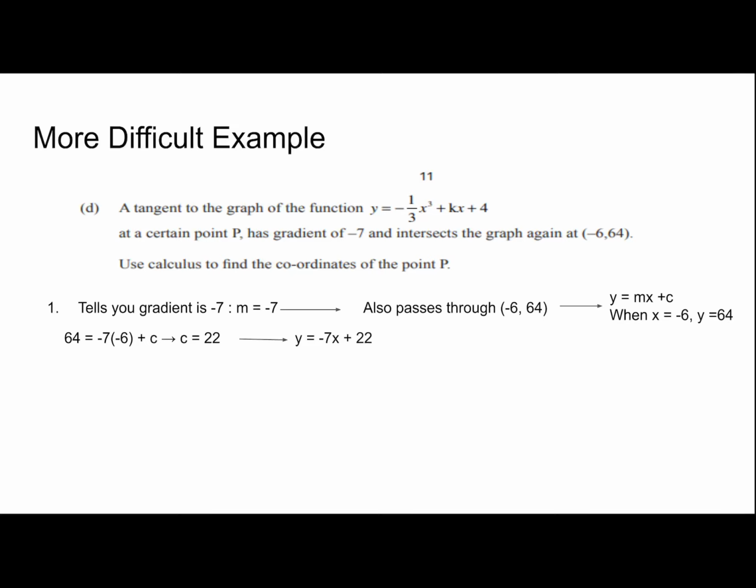Another missing piece of information is the k. As you can see, in our graph we have y equals negative 1/3 of x cubed plus kx. So we have this missing piece of information. We don't know our k value.